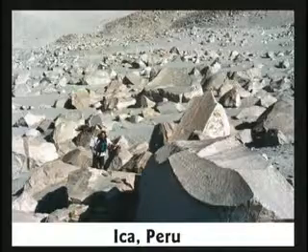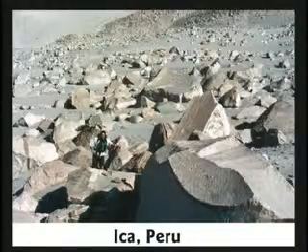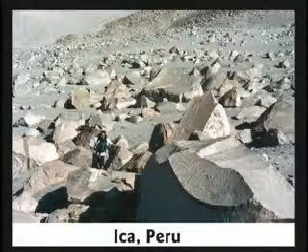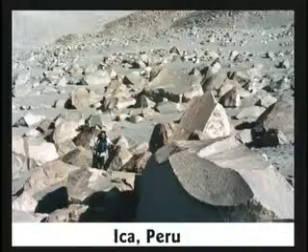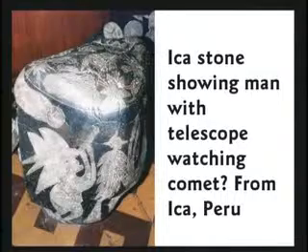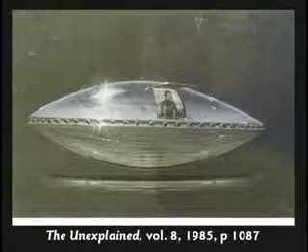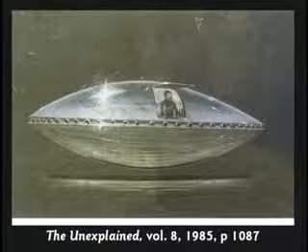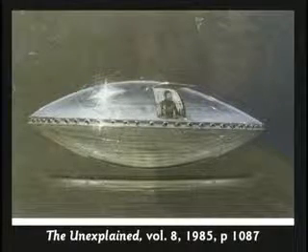Right? Down in Ica, Peru, where the Ica stones are found, many strange things are found, including an Ica stone with a chief or something, an Indian of some kind, looking through a telescope, apparently, at something flying through the air. Maybe a comet, maybe a UFO, I don't know. Probably a comet with the tail on it. But there have been stories of strange things being seen in space, UFOs, for a long time. Many of them, I think, have natural explanations.